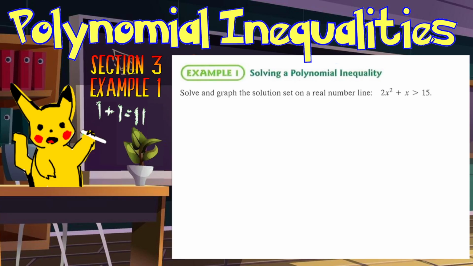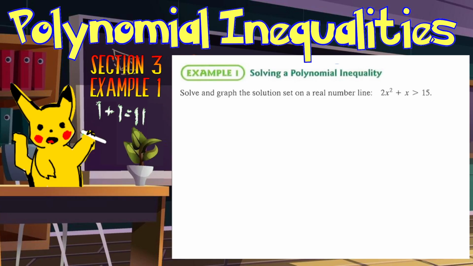So section 1 is linear inequalities, back to basics. Section 2, absolute value inequalities, and section 3, where we are right now, are polynomial inequalities. Section 4 will be rational inequalities. But once you understand the concept through the polynomial and rational, you can really just go about doing more or less any type of inequality in this fashion. So let's get into it.